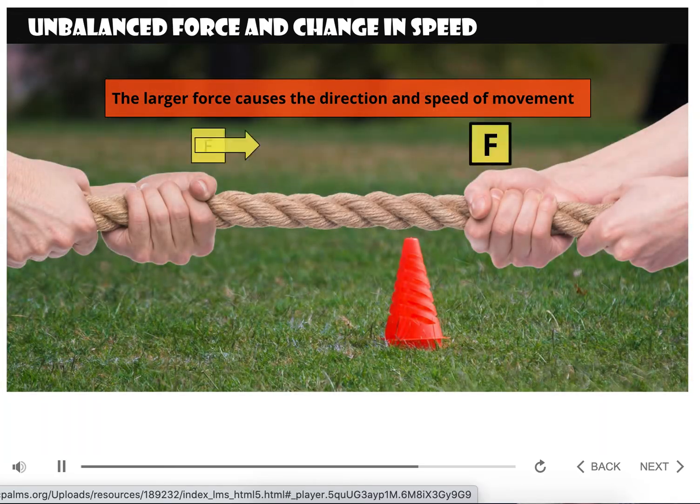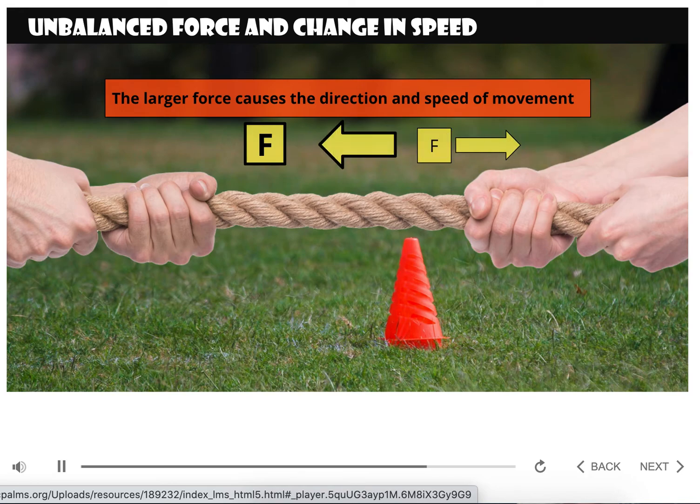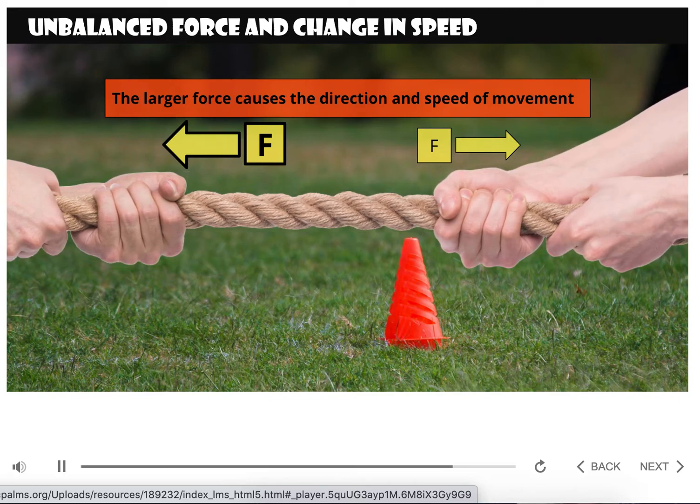Tug of war is another good example of unbalanced forces. The larger force from one team will cause the rope to be pulled towards that force. The forces are unbalanced. Over time, the larger force will cause a change in motion of the rope as it is pulled to one side since the forces are unbalanced.